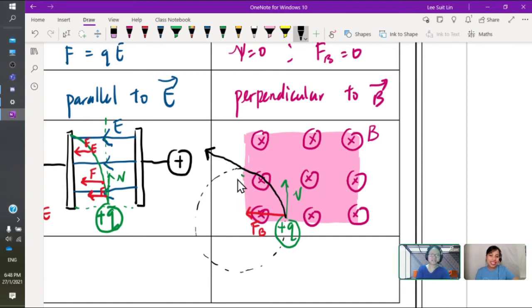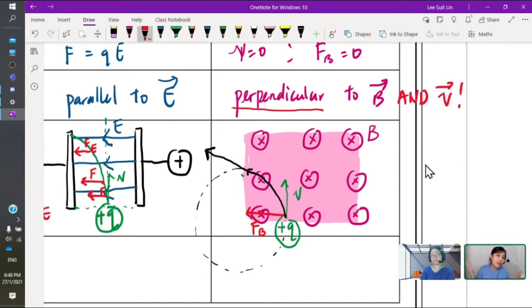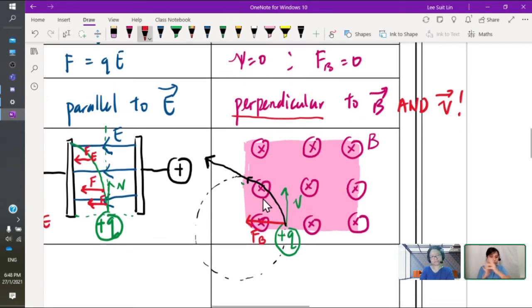Okay, so what about the direction of FB? It keeps changing. It's like what we learn in circular motion, the centripetal force, always pointing to the center of the path, and it's always perpendicular to the tangential velocity. So it's a different kind of force. It keeps changing direction, which is very different from the electric force you saw just now on the left side.